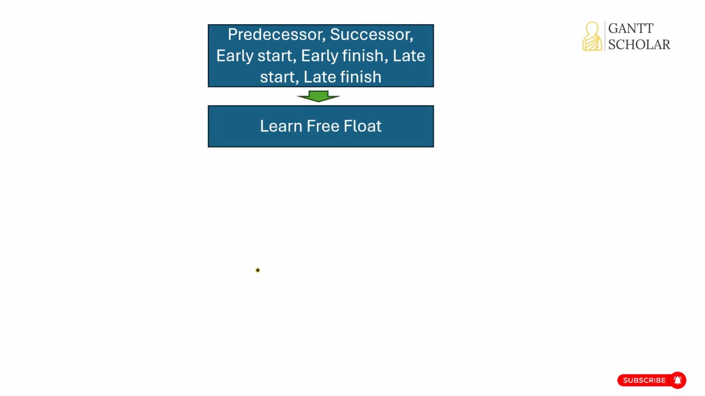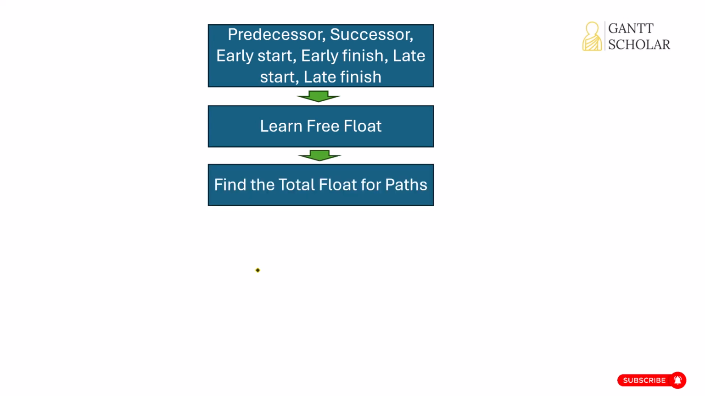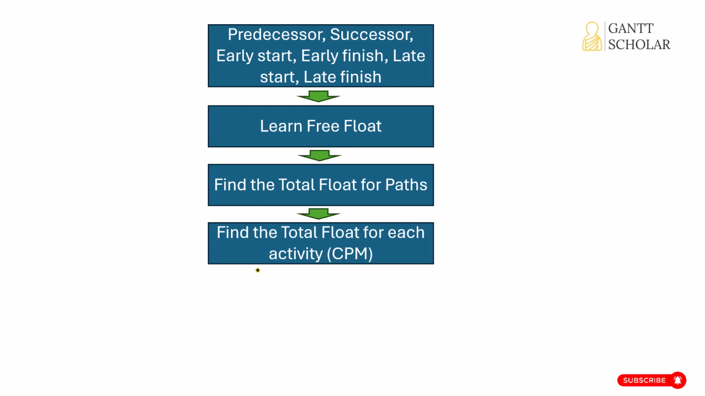Then we will learn about free float. Before learning total float, we must learn free float, because free float is the elementary thing. We understand how much amount of total float we have in the project schedule based on how much amount of free float we have in the project schedule. So first we will learn about free float, and then we will start with total float calculation. We will first find out how to calculate the total float value for paths. Then we'll work on finding how much amount of total float we have in each activity.